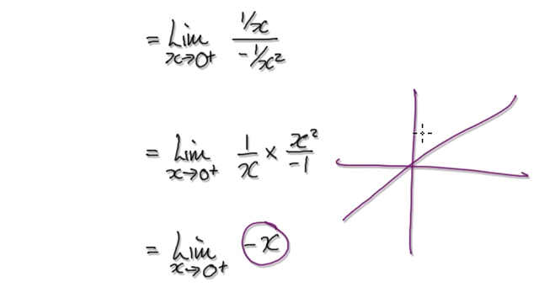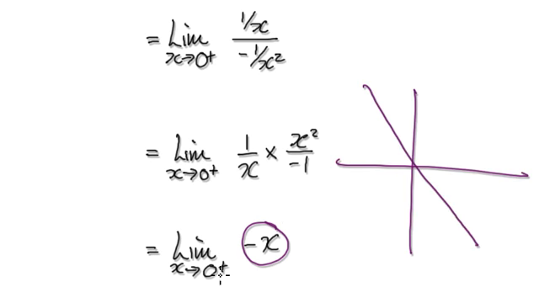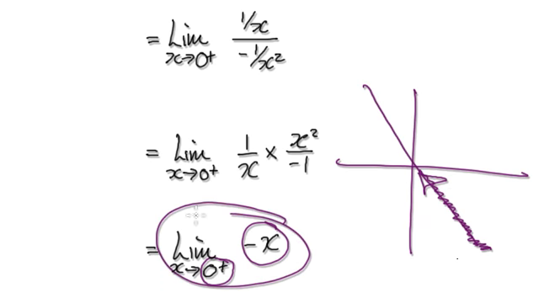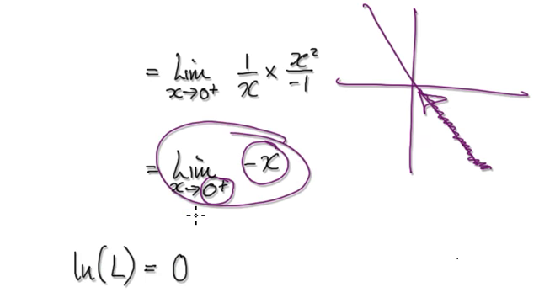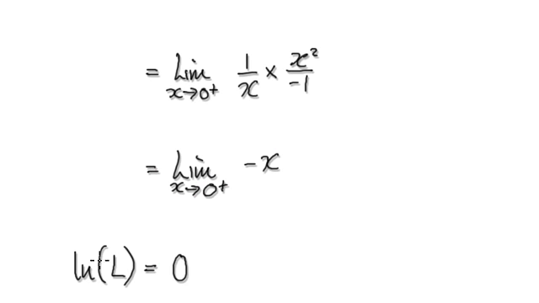So y equals x looks like that. Negative x looks like that. As you're heading towards 0 from the positive direction, you're heading towards 0. So this whole thing here will head towards 0. So remember, earlier we took the natural log of both sides. So on the left hand side we have natural log of what we're trying to seek, the capital L.